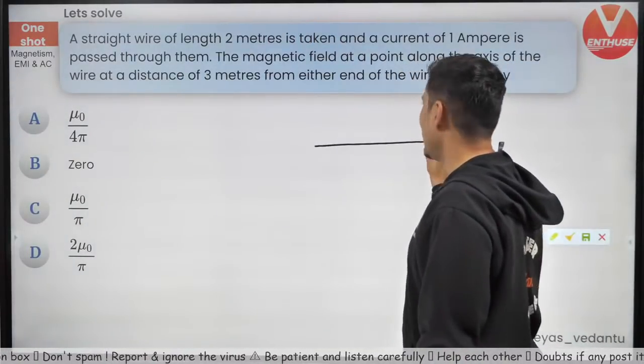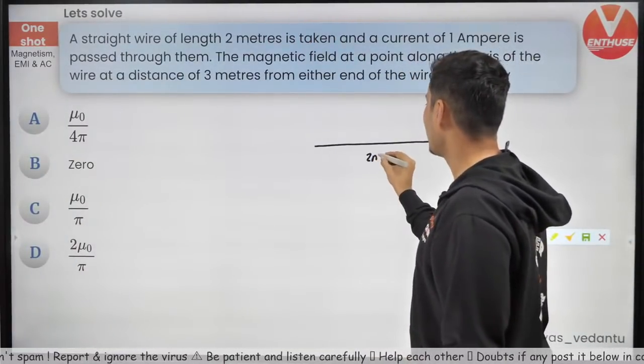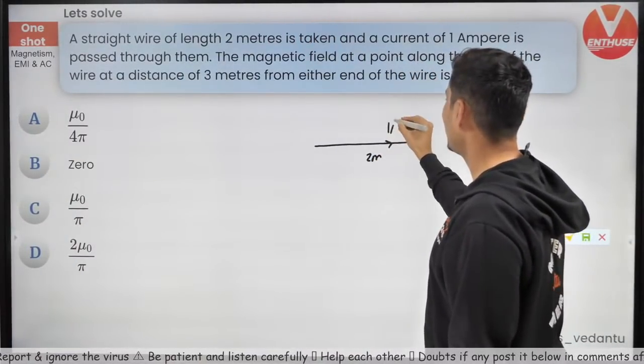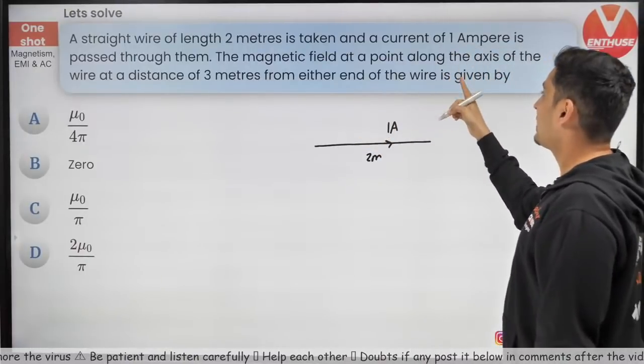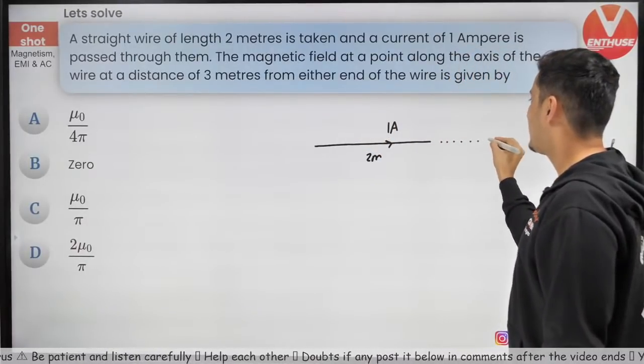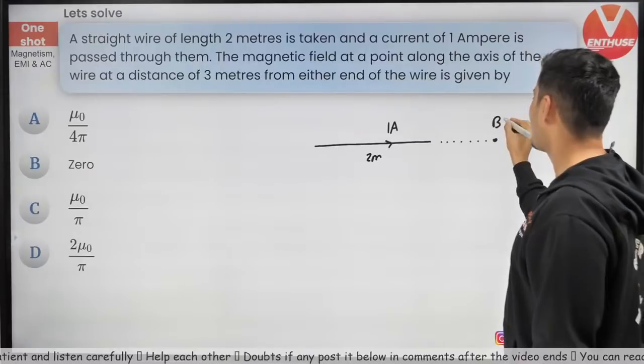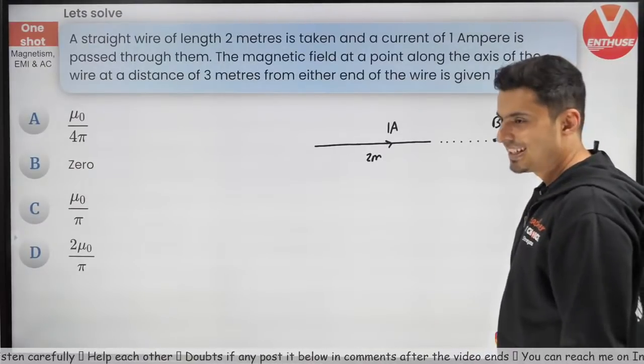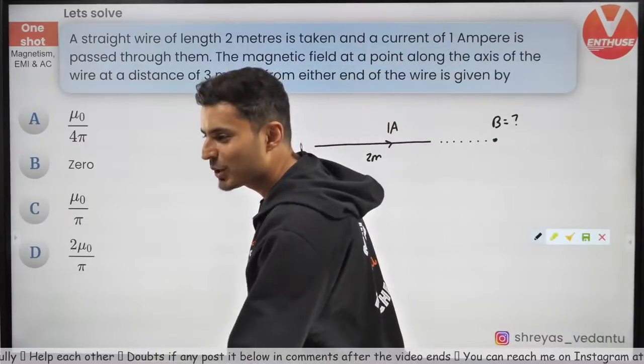Okay, so we have a wire. It's a length of 2 meters. It's also carrying some current of 1 ampere. The magnetic field at a point along the axis. Let's say over here, what is the field? That's the question. It's very easy, very good.